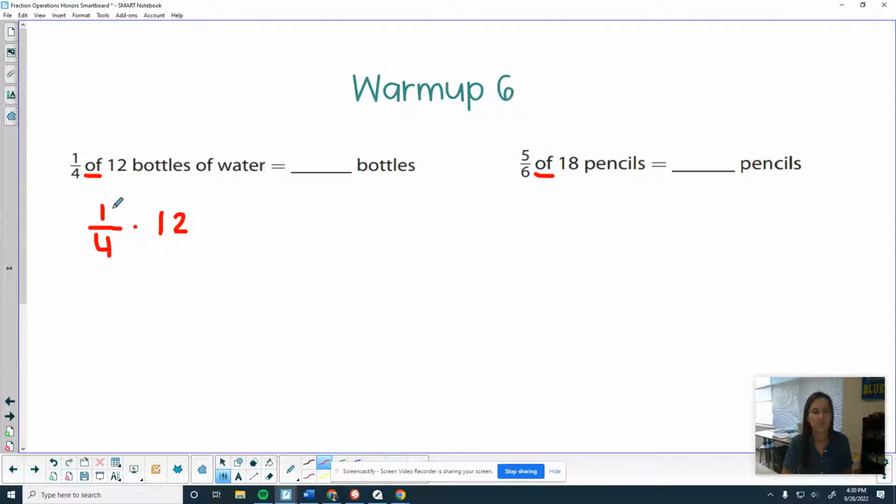Which, this one's pretty easy. I feel like a lot of you can just do this in your head, 1/4 of 12. But if you can't, then you just have to multiply. So you would just do 1 times 12, 4 times 1, and let's see, 12 divided by 4 is 3. So 3 bottles. So I want you guys to try the second one on your own. Try to find 5/6 of 18. You can pause this for a couple minutes while you try it.